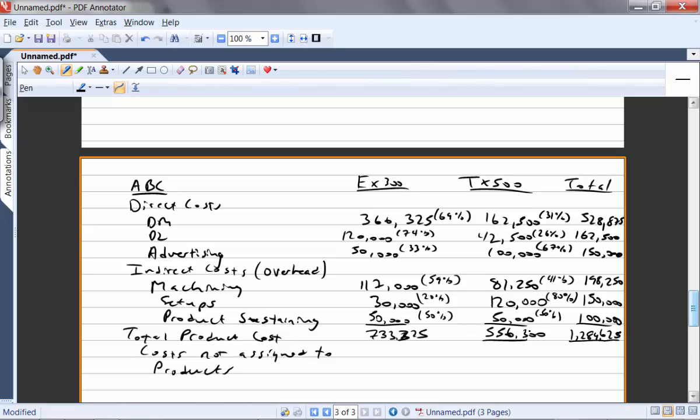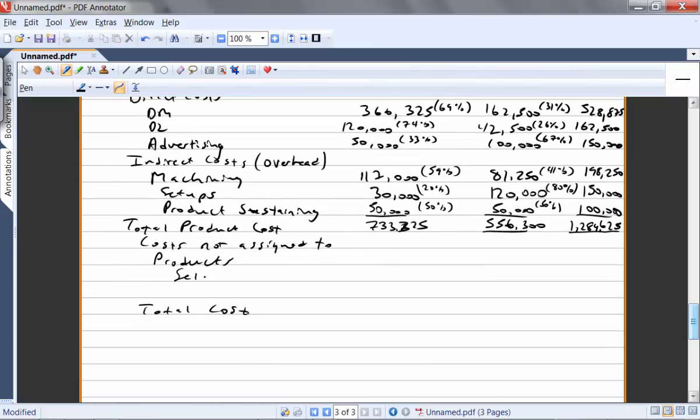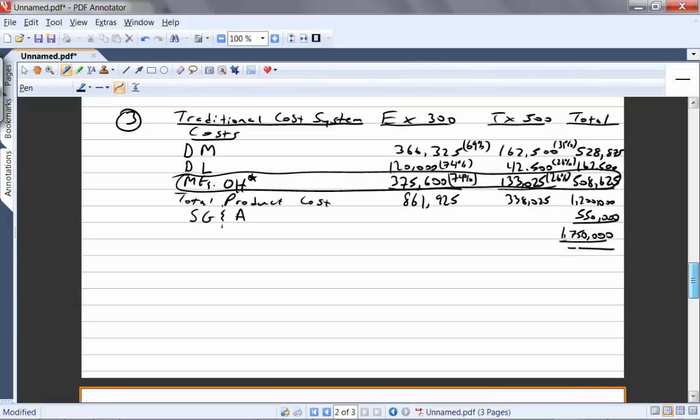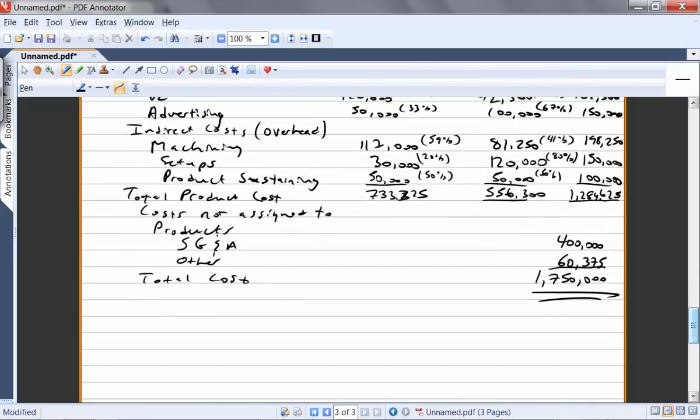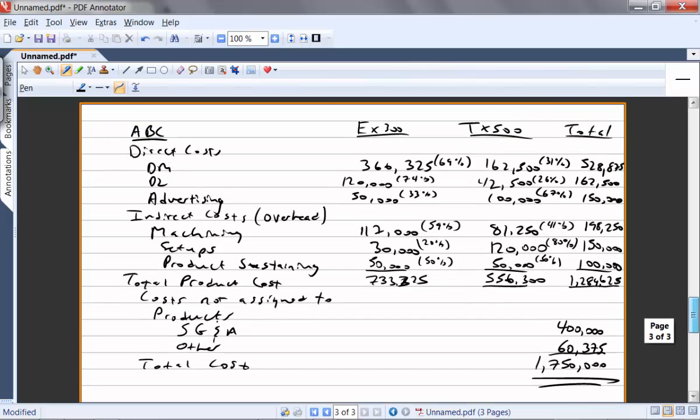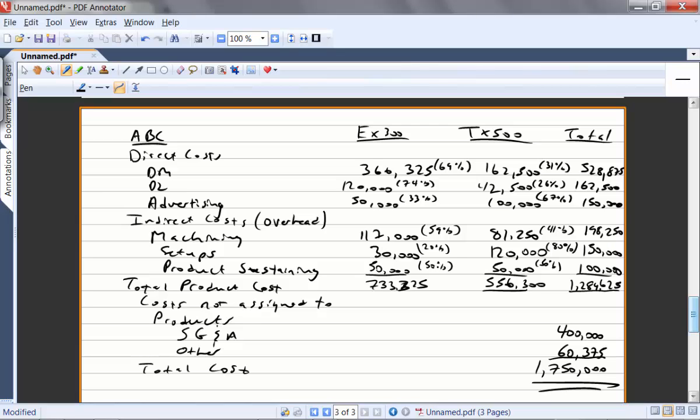And then the cost not assigned to products. First we have our selling, and then we have admin. So I'll just say SG&A. And only 400,000 of that was not assigned, because 150,000 was advertising that we assigned. And then other, which was the 60,375 of manufacturing overhead that under the ABC system was unallocated. So the total cost would be the 1,289,625 plus 400,000 plus 60,375. It's still the same total costs as under the traditional system. 1,750,000, 1,750,000. Our sales were 1,700,000, so we have a $50,000 loss. That still hasn't changed. It's just what I wanted to illustrate with this were these percentages.